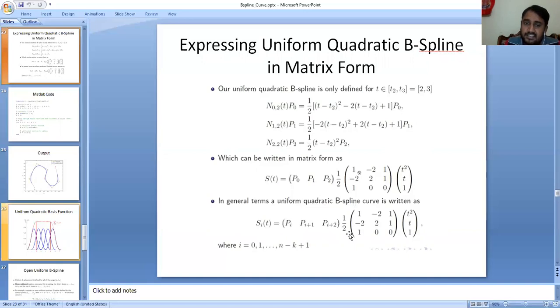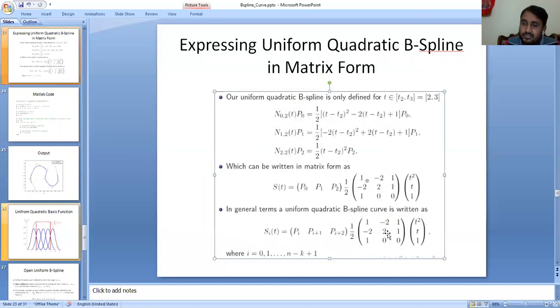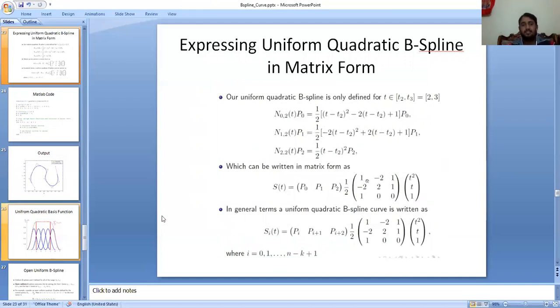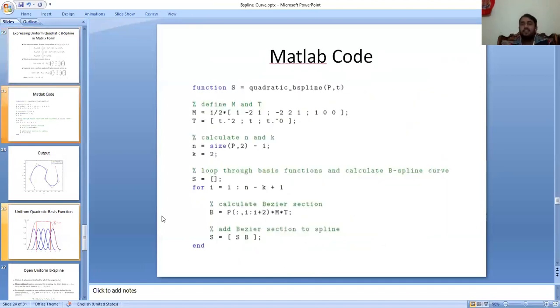So as in the general form of the quadratic B-spline, P(i+1), P(i+2), half, 1, minus 2, plus 1, minus 2, minus 2, 2 and 1, 1, 0, 0. And here t square, t and 1, where i equals 0, 1 up to n minus k plus 1. So this is the uniform quadratic B-spline.